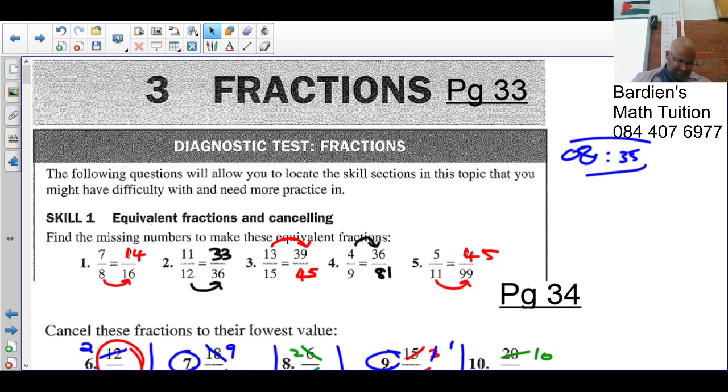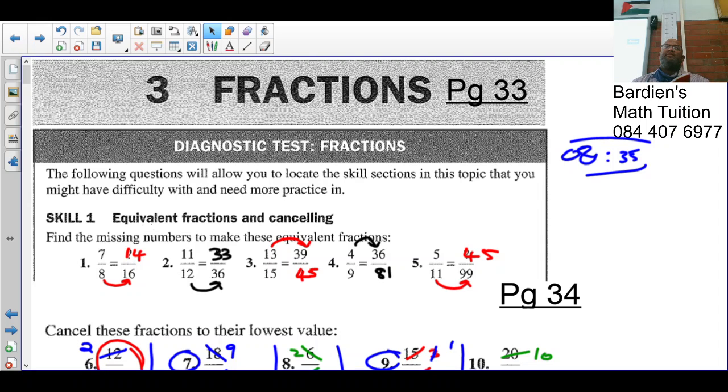Number 3, 1 over 7. Number 5, 4 over 7. Number 7, 5 over 30. Number 9, 1 over 7. Number 11 is 2 over 5. Number 13, 6 over 13. And number 15, 3 over 30. People, any issues there? No. So that's in order.